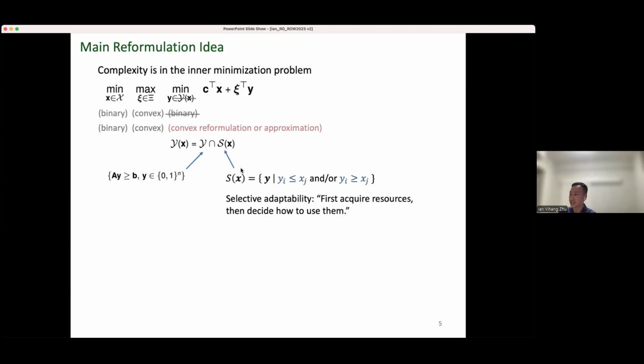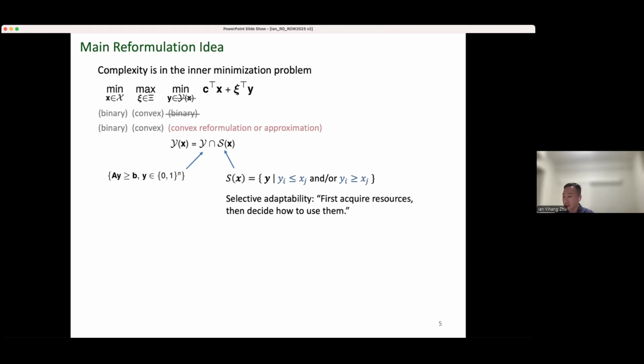Okay, and then constraints that do depend on X. For the constraints that do depend on X, we're going to assume that this satisfies selective adaptability, right? Which is this idea of, I first acquire some resources and decide how to use them. So again, this definition just means, at least in this talk, we have a slightly more general definition in the paper, but you can think about it as just individual elements of Y are either lower bounded or upper bounded by individual elements of X.